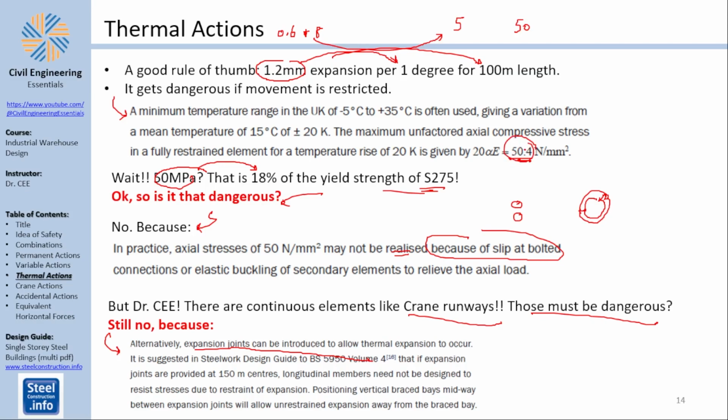You can do this in a multitude of ways. Now, first of all, I don't know why you would not provide expansion joints or why you would not provide slip at bolted connections. This is beyond me. But just in case you don't do that, how would you deal with this?